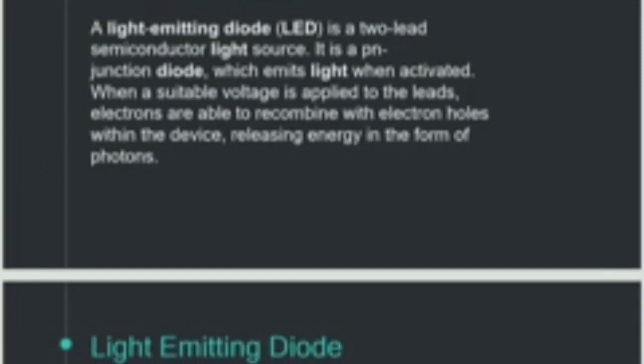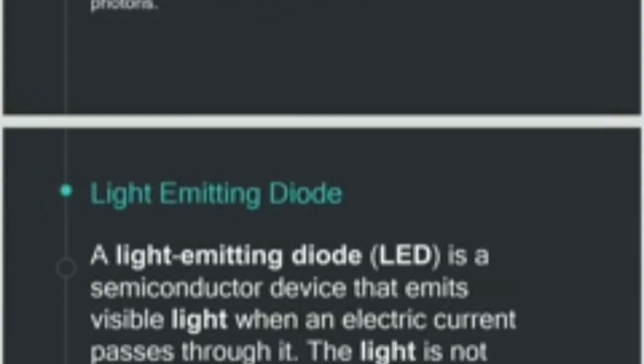LED is a light emitting diode, a two lead semiconductor light source. It is a PN junction diode which emits light when activated. When a suitable voltage is applied to the leads, electrons are able to recombine with electron holes within the device, releasing energy in the form of photons.